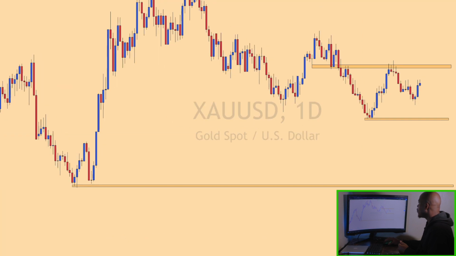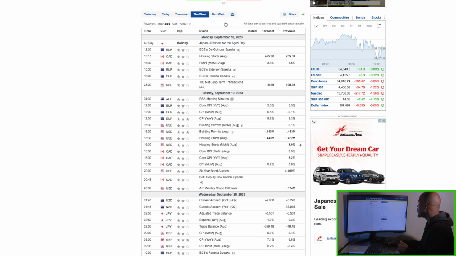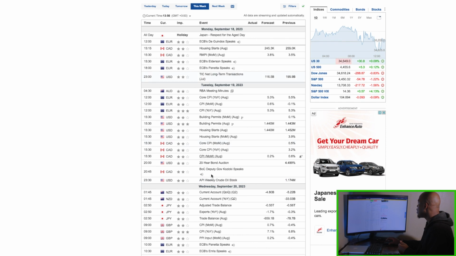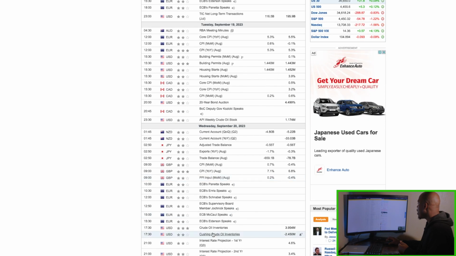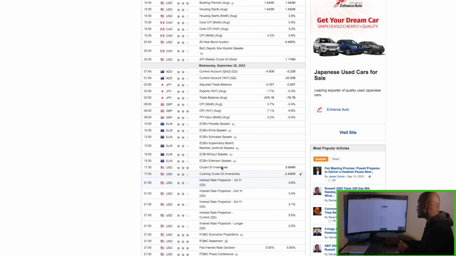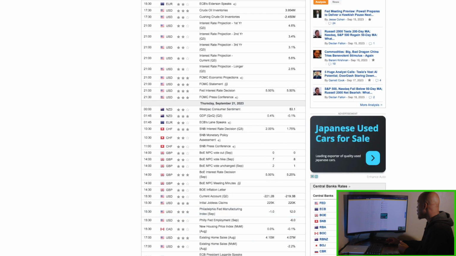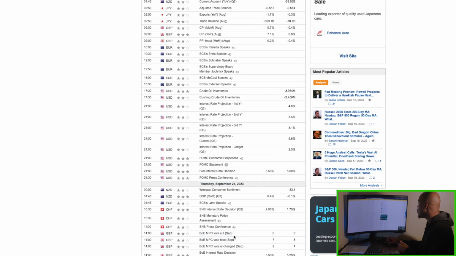Remember that on the economic calendar this week we have so much news for the dollar. We have building permits tomorrow on Tuesday, and then we have the crude oil inventories, and we also have the Fed interest rate decision on Wednesday and the FOMC statement and press conference. Those are very, very major events, and also existing home sales on Thursday.